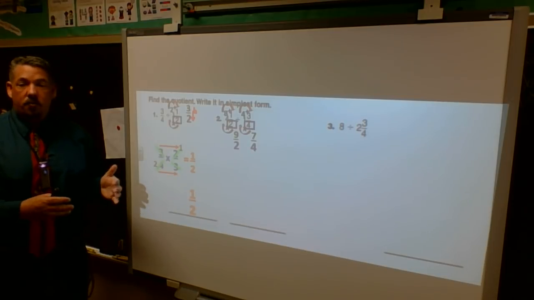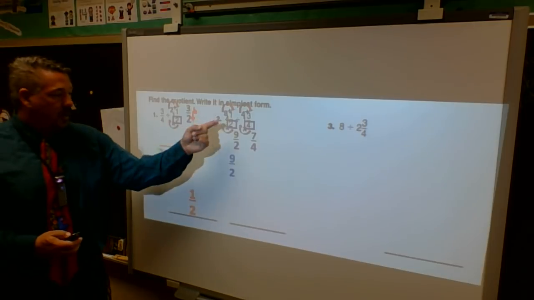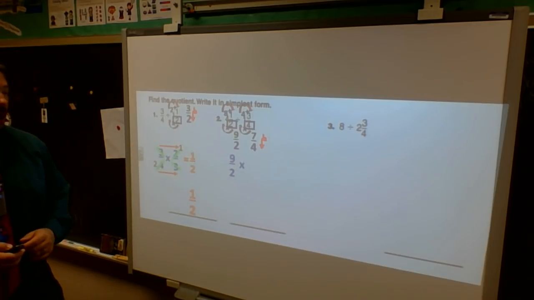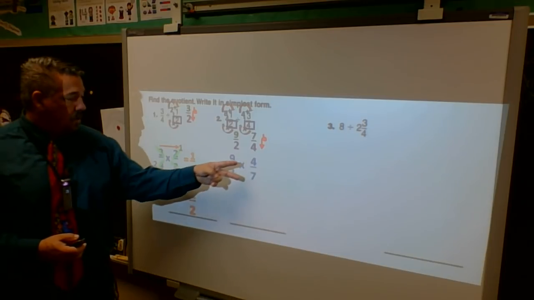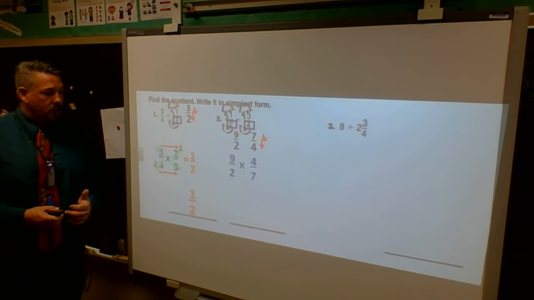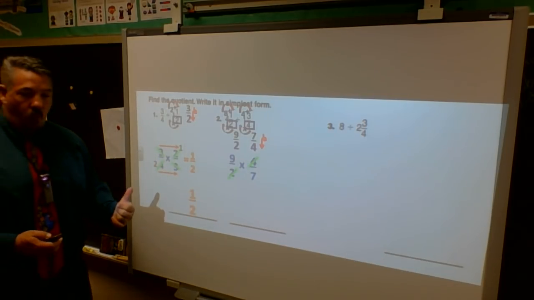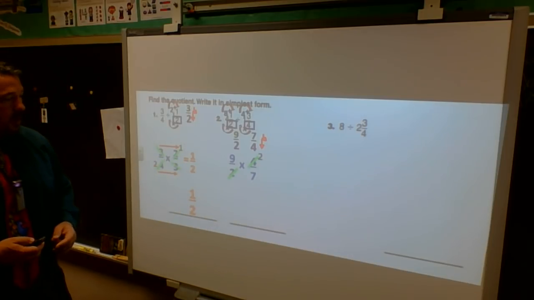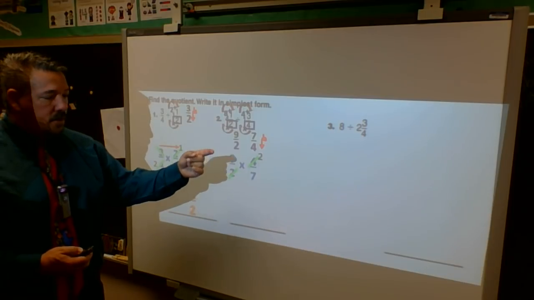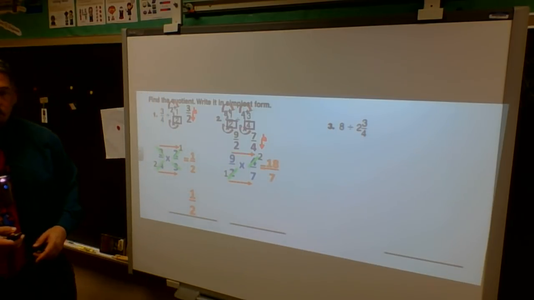Now I have to create my multiplication problem. I have to keep my first fraction. Division becomes multiplication. Now I have to flip my second fraction. That's going to give me a multiplication with 4/7, and I see if I can cross reduce. Well, I can because I have two even numbers here. 2 goes into 2 one time, 2 goes into 4 two times. That leaves me with multiplying across 9 times 2, which is 18, and 1 times 7, which is 7.